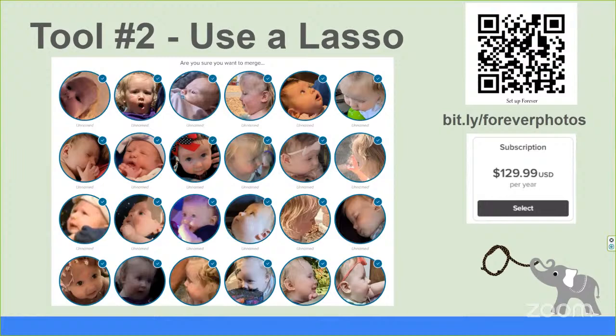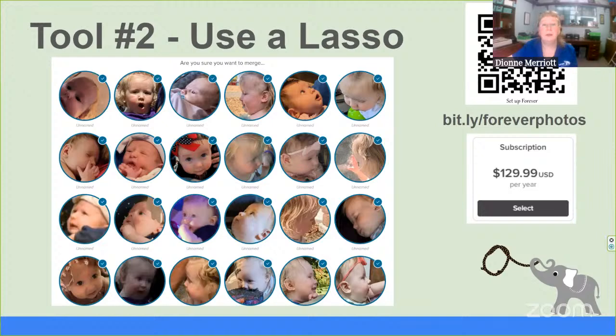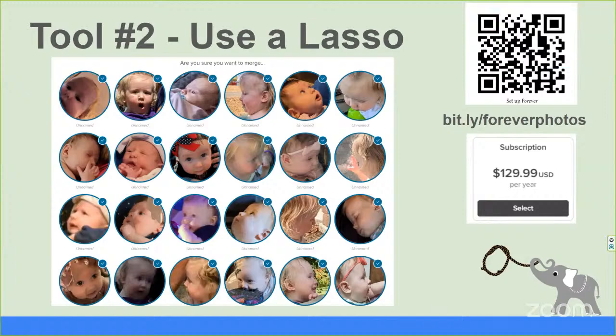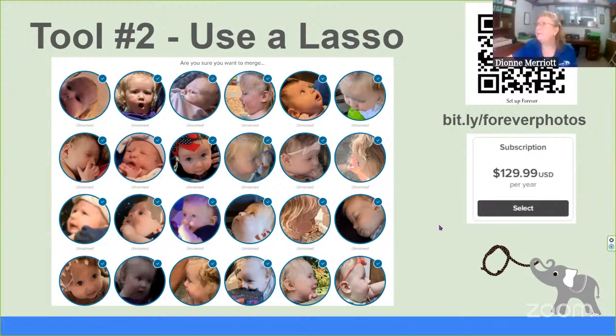Sue's asking, when Forever initially gives you an unnamed face, is it just one face or a group of faces? It's a whole group of faces. So it's all the faces that look the same, and they're gathered up together with the lasso, but then you're able to combine the faces into one. Great. Thank you. All right.